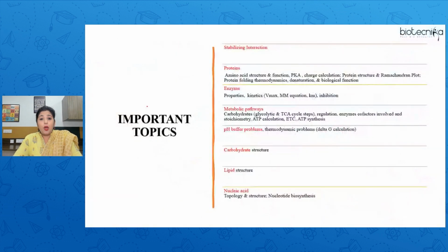Now, coming to the topics which are important from unit 1. First is stabilizing interactions, especially emphasize hydrogen bonding and weak interactions like hydrophobic interactions, ionic interactions and van der Waals forces. Then, when you are preparing proteins, which is again a very important and vital topic to study, always start with the amino acid structure and their function, and then move on to pKa and the Ramachandran plot. It is one of the favorites in the CSIR NET exam, so prepare this topic thoroughly.